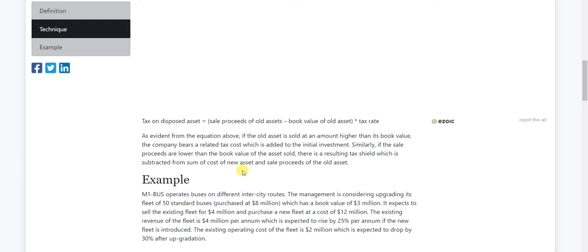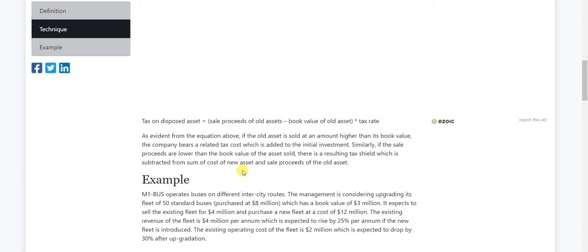Similarly, if the sale proceeds are lower than the book value of the asset sold, there is a resulting tax shield which is subtracted from the sum of the cost of new asset and the sale proceeds of the old asset.